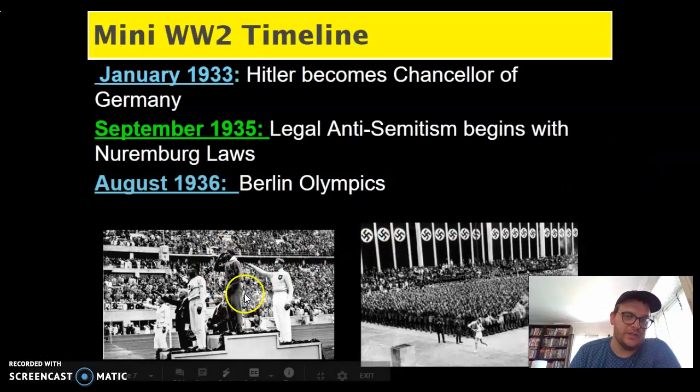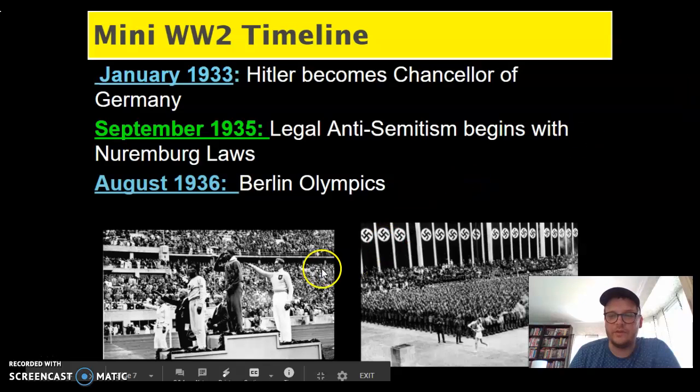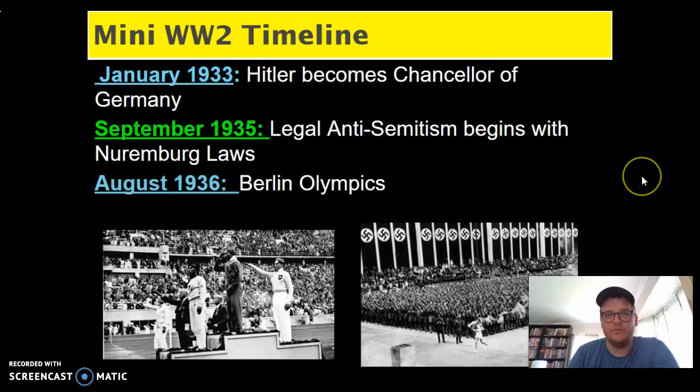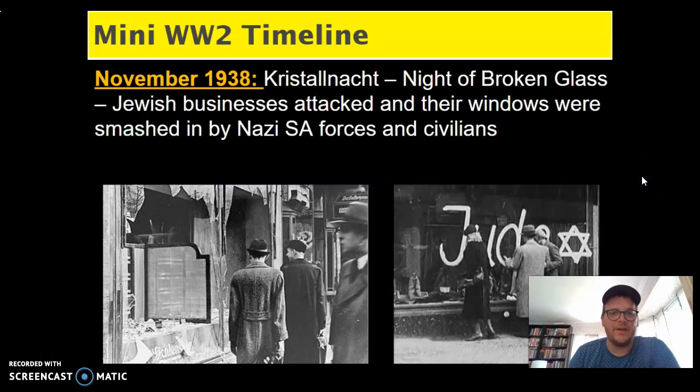And you can see right here, this is Jesse Owens. He's a famous track star that famously won against the Germans. He's an African-American man, which people kind of see as like kind of sticking it to Hitler because he's a racist. All right, November of 1938, this is Kristallnacht, which means literally like glass or crystal night.